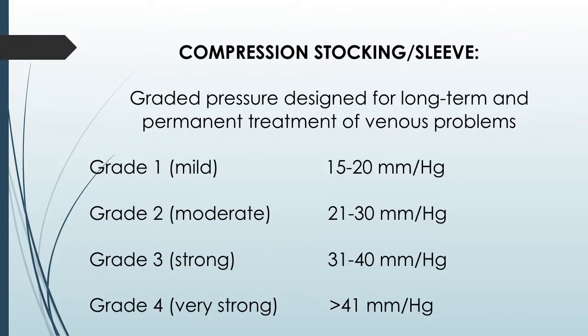Compression stockings and compression sleeves are more permanent and long-term solutions for venous problems, and they're graded. Grade 1, which is considered a mild compression, is 15 to 20 millimeters of mercury. Grade 2, which is considered moderate, is 21 to 30 millimeters of mercury pressure. Grade 3, which is a strong compression, 31 to 40 millimeters of mercury. And grade 4, which is very strong, is anything more than 41 millimeters of mercury pressure.